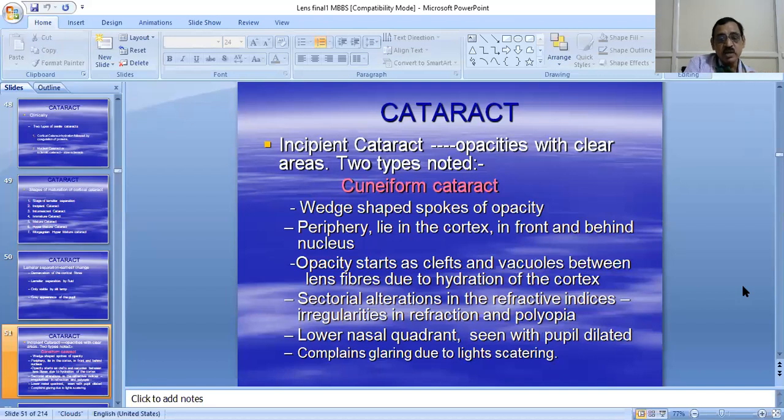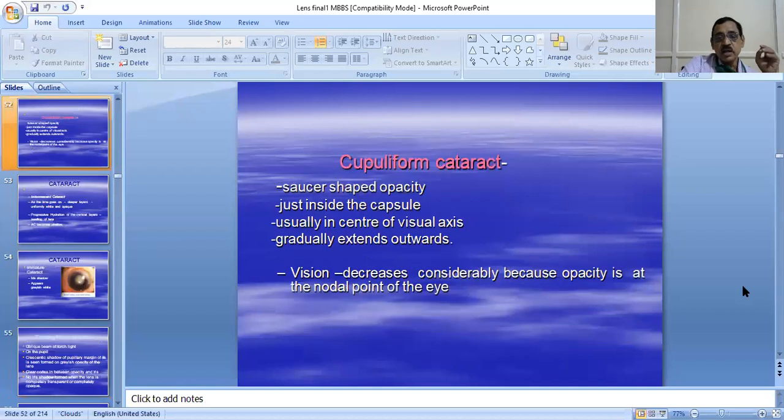in the night. Usually the cuneiform cataract is seen in the lower nasal quadrant, and it can be seen only with a dilated pupil, not with an undilated pupil. These people complain of glare during bright light, and also when they drive at night, from the oncoming headlights of a car.